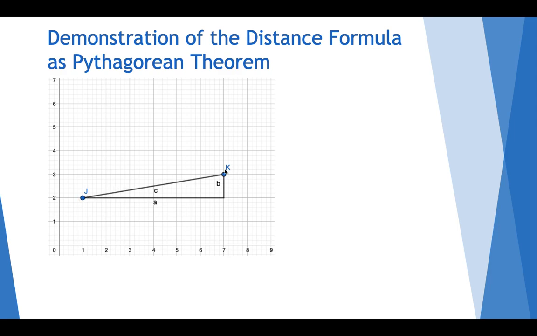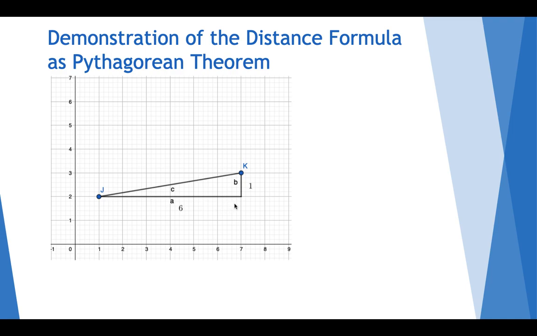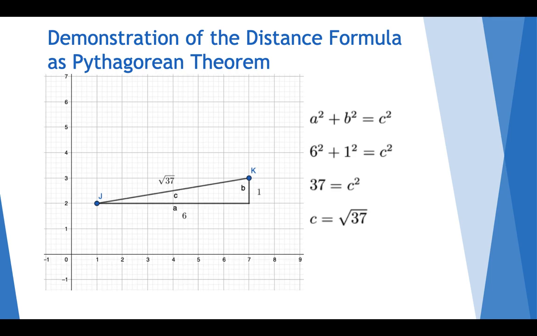and now we see that this distance is the hypotenuse of the right triangle with legs 6 and 1. We can easily find that this is 6 because the change in x from 1 to 7 is 6, and the change in y from 2 to 3 is 1. So now that we have the legs of the triangle, given that a squared plus b squared equals c squared, we can find that c equals the square root of 37. If you want to write this out as a decimal, that's perfectly fine. If you don't want to, that's okay as well. But now that we know that c is the square root of 37, we know that the original distance is the square root of 37.